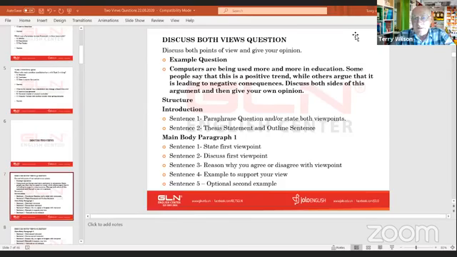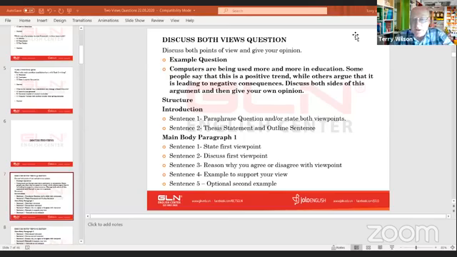So what have we got here? So discuss both points of view and give your opinion. So example question. Computers are being used more and more in education. Some people say that this is a positive trend, while others argue it is leading to negative consequences. Discuss both sides of the argument and then give your opinion.